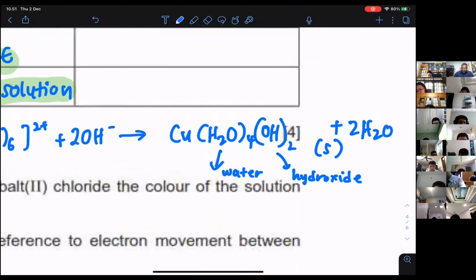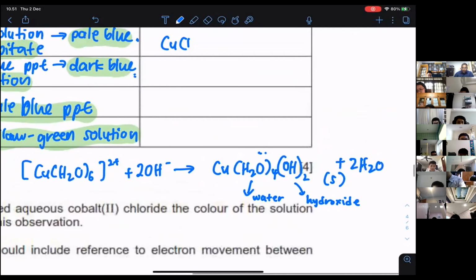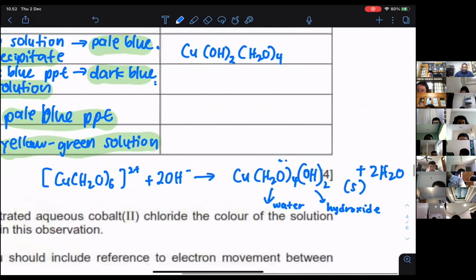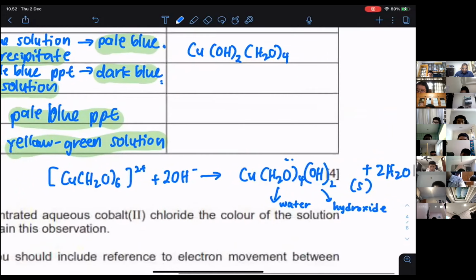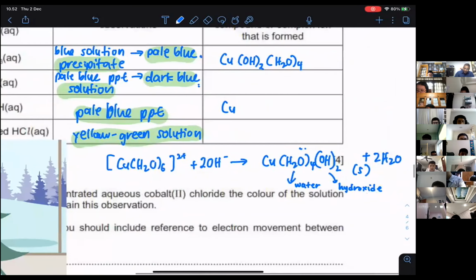I will suggest, even in your textbook they have written like this, but the correct one is you arrange according to alphabetical order. So H comes first. So you're supposed to write, bracket OH2, and then bracket H2O4. This is how you write. And the pale blue precipitate over here is also the same as with sodium hydroxide. It's going to be this one.